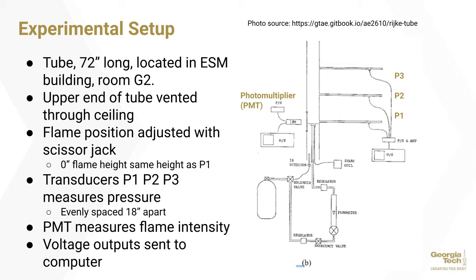There is a photomultiplier tube labeled PMT, which measures intensity of light and therefore the intensity of the flame. It looks into a quartz window at the 0-inch flame location. The output is voltage. All signals are obtained through data acquisition and sent to the computer for analysis.